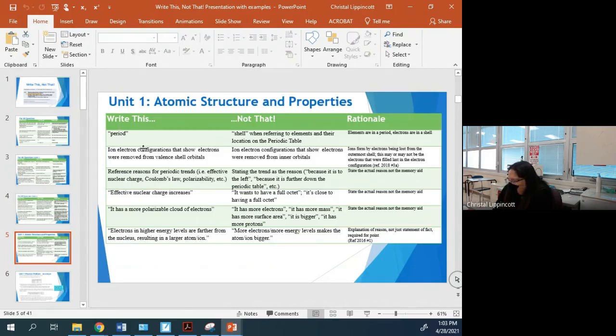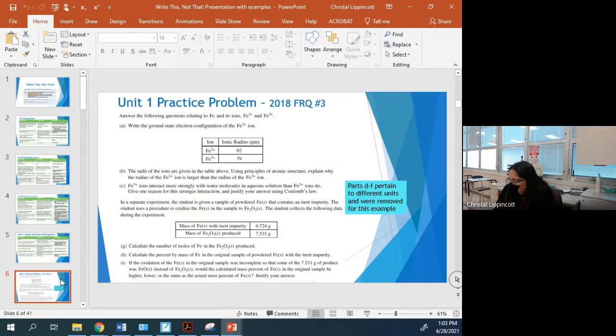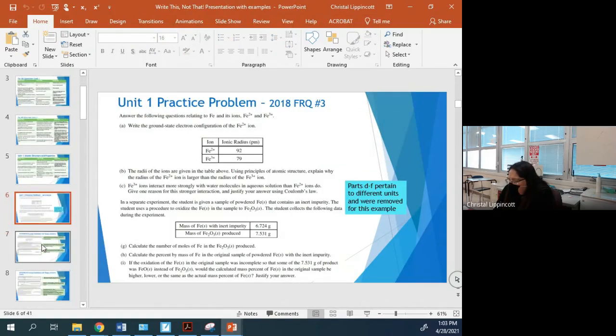Then they break it down based on specific units. So here's unit 1. Write period, don't write shell. Ion, electron configurations, remove from the valence shell, don't say remove from the inner shell, that sort of thing. So read through these for specific examples. And then they give you a practice problem here.